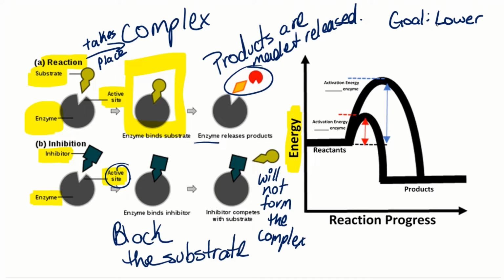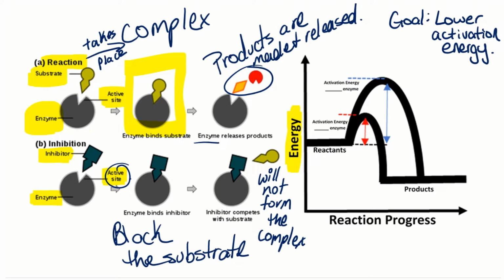Now you need to remember that the goal of an enzyme is to lower the activation energy required for that reaction to take place. It's still going to need energy, but it's going to be much less. Therefore, the reaction will be able to take place faster.